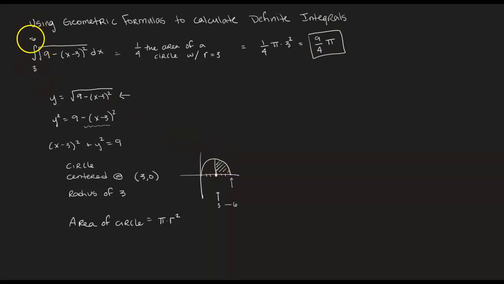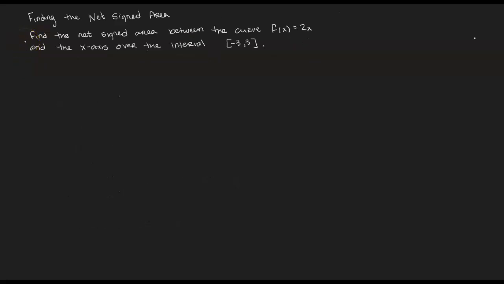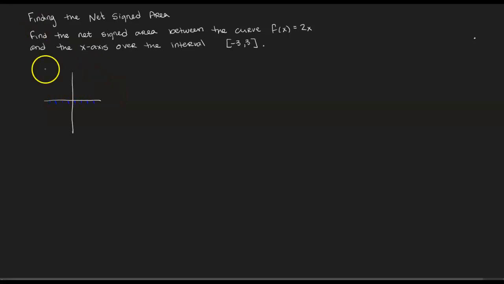and x equals 6. Let's do one more example from section 5.2. This is example 5.9, and it's talking about finding the net signed area. Now, what happens is sometimes we talk about area under a curve, and we consider functions that go below the x-axis. So this function, 2x, if I were to graph it, it's a line, goes right through the origin. When x equals 0, y equals 0, and when x equals 1, y equals 2.